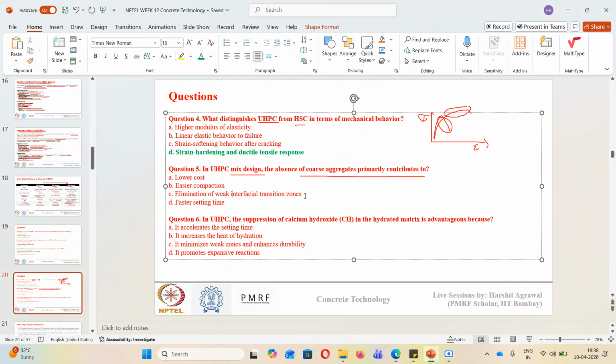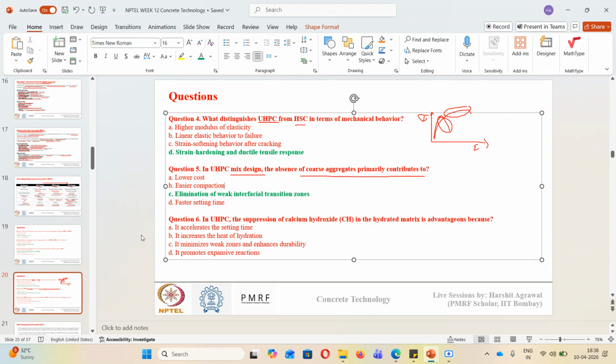The correct answer is C. Elimination of weaker interfacial transition zone. Since we are not using coarse aggregate, we avoid ITZ formation between the cement paste and aggregate, and we know ITZ is the weak point. So by eliminating coarse aggregate, we achieve a denser, more homogeneous microstructure, which helps us to achieve higher strength and durability. Question number 6.